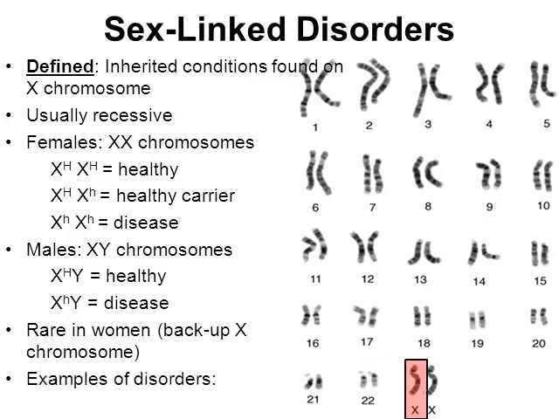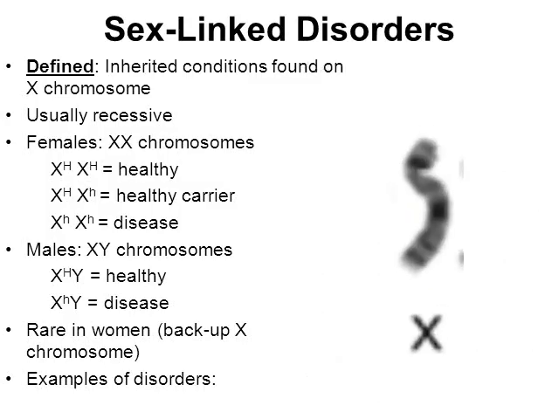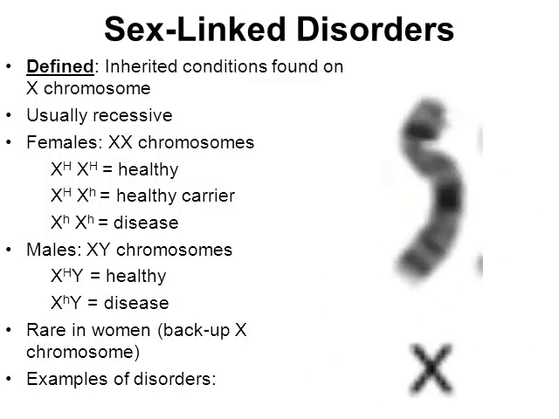If I can focus quickly on a few examples of sex-linked disorders, here's an X chromosome blinking. Let's zoom in on an X chromosome. And when we zoom in on an X chromosome, for instance, the gene that causes colorblindness. Colorblindness is a sex-linked disorder. It almost always affects men. Very rarely are women colorblind. And you can see the gene is located near the bottom of the X chromosome.